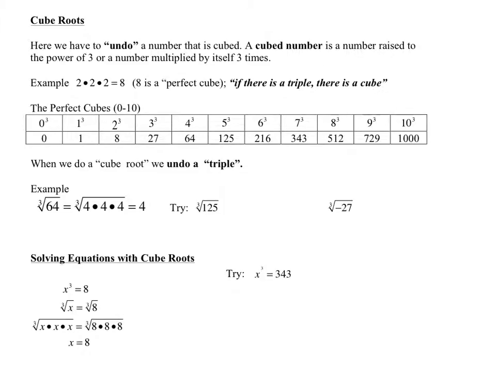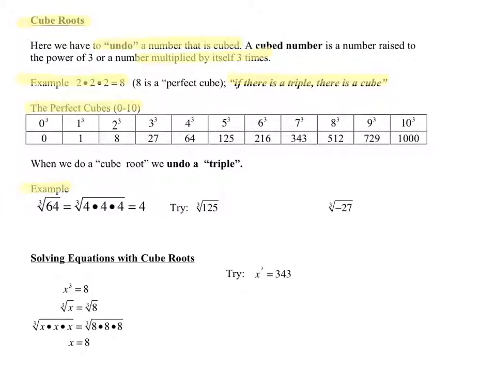It's now time to talk about cube roots. Cube roots are handled very similar to square roots, except we have to undo a number that is cubed, which means it's multiplied by itself 3 times. Here is an example: 2 times 2 times 2 is 8, which is a perfect cube, and I say, if there is a triple, there is a cube. You should memorize the perfect cubes 1 through 10.